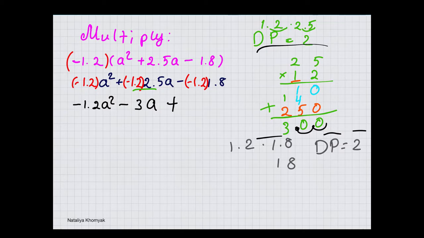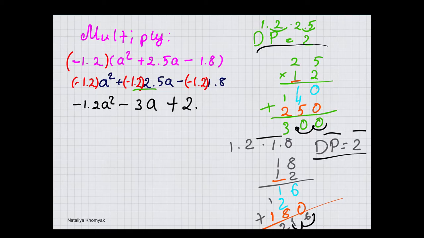1.8. 1, 2. 2 times 8, 16. 2 times 1, 2. 1 is in the second place, so placeholder. 1 times 8, 8. 1 times 1, 1. 6 plus 0, 6. 8 plus 2, 10. Plus 1, 11. Carry the 1. 1 plus 1, 2. Now we need to return the decimal places, so we have 1, 2. So the last term becomes 2.16, and that's our answer.